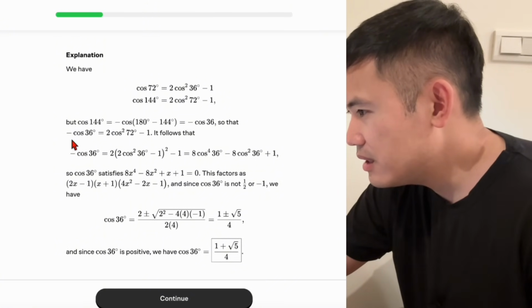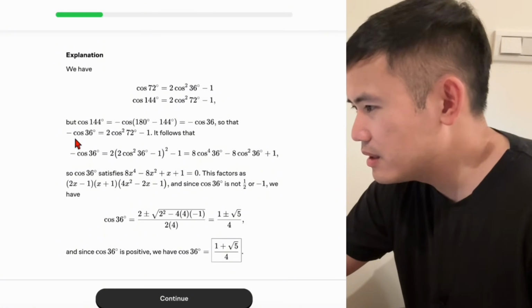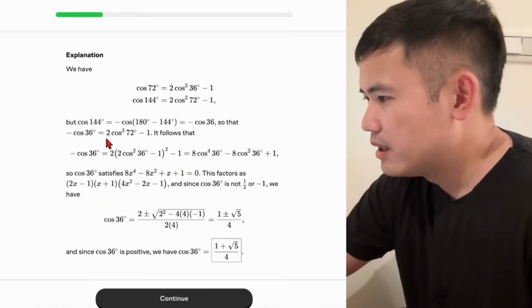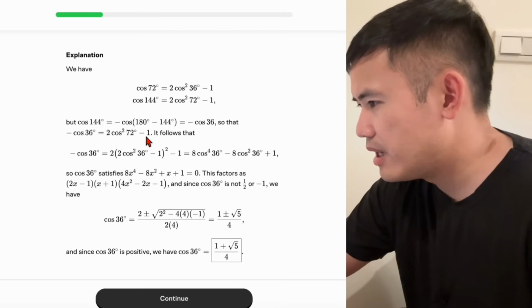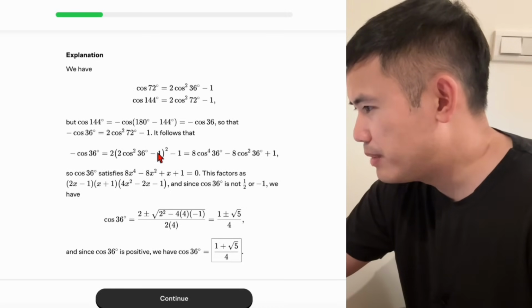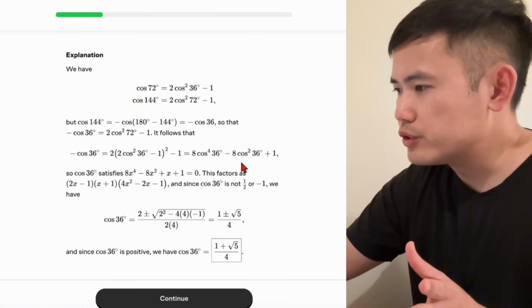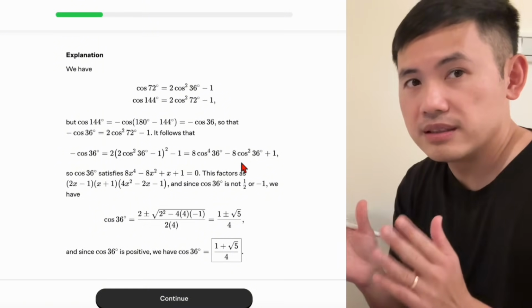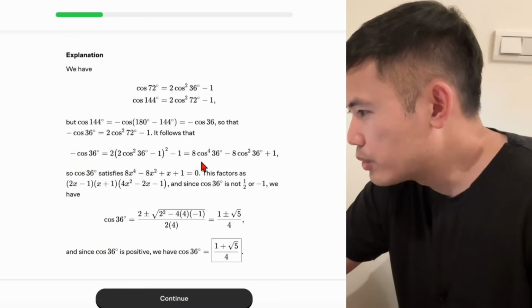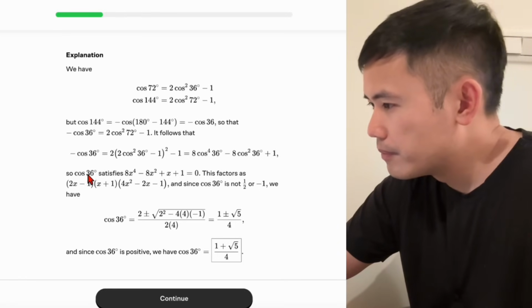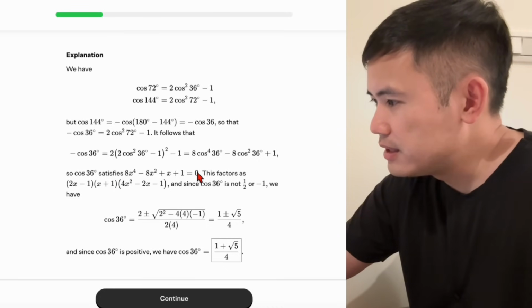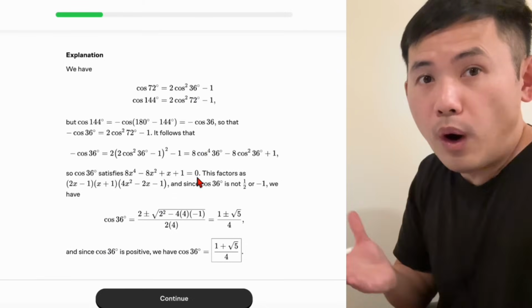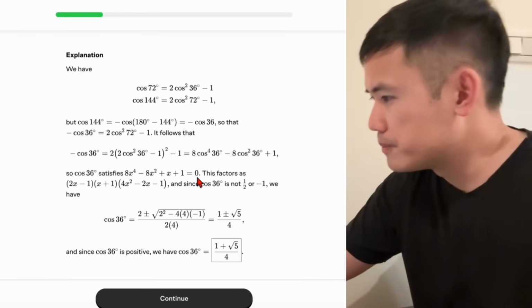And they have this, right? Negative cosine of 36 degrees is equal to 2 cosine squared 72 degrees minus 1. They plug that in, they expand this, and they get that. Also, they have an equation in terms of just cosine of 36 degrees, and then they call cosine of 36 degrees x. And you can see that x has to satisfy this equation. So now we are talking about a quartic equation, right? Degree 4 polynomial.